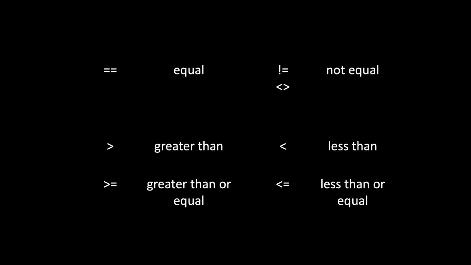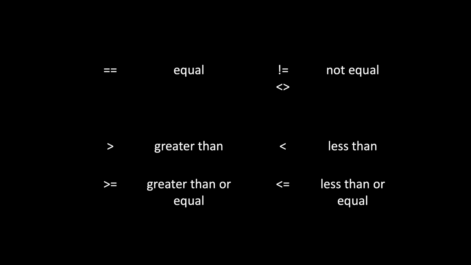For non-equality, to see whether two items are different from each other, there are two different symbols we can use in Python, and they can be used interchangeably. The first one is the exclamation mark equal, and the second one is the less than and greater than combined. This means not equal. So this is true if the left is not equal to the right.